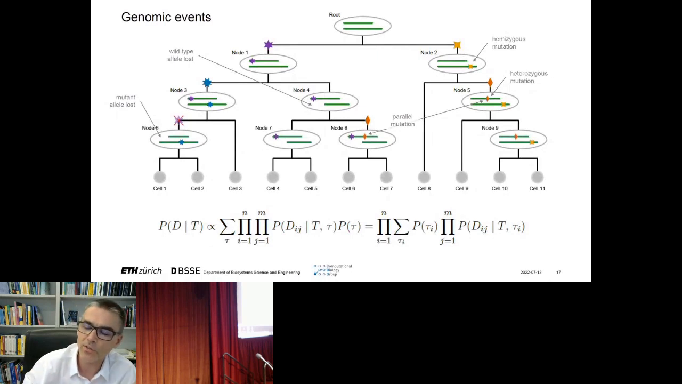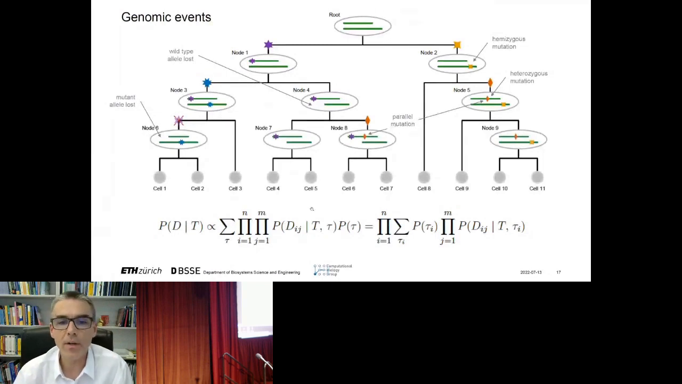We've been attaching cells earlier to the tree. Now we're attaching mutations to the tree. And again, you have to sum over all these possibilities. And again, it factors now over the mutations. So let's look at the contribution that one mutation gives now to this likelihood.